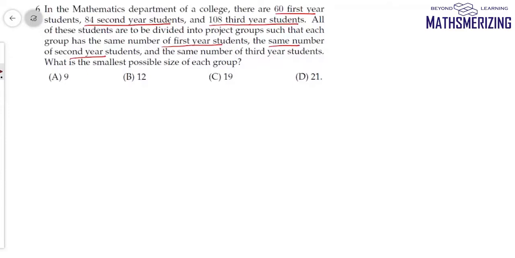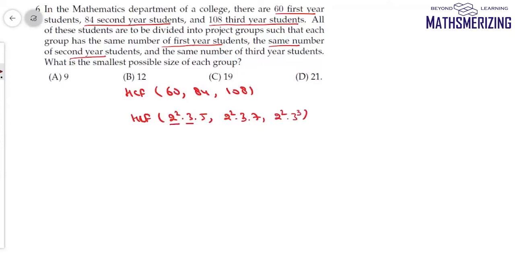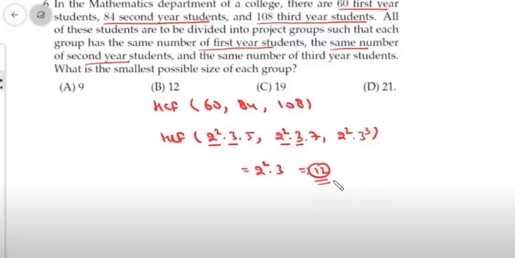Here in this question, we'll have to find a number which divides all the three given numbers. So basically we have to find the HCF of these three given numbers: 60, 84 and 108. Now we know that 60 is 2 square into 3 into 5, 84 is 2 square into 3 into 7, and 108 is 2 square into 3 cube. So the number which is common in all the three is 2 square into 3, which is 12. So now we know that all these numbers are divisible by 12.